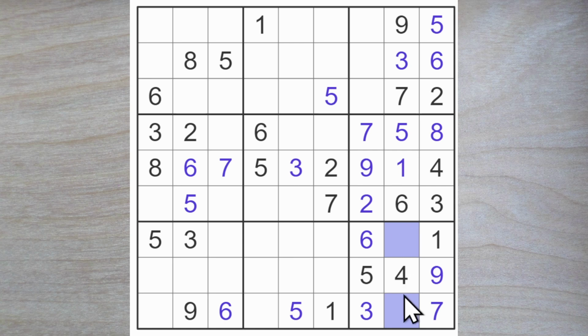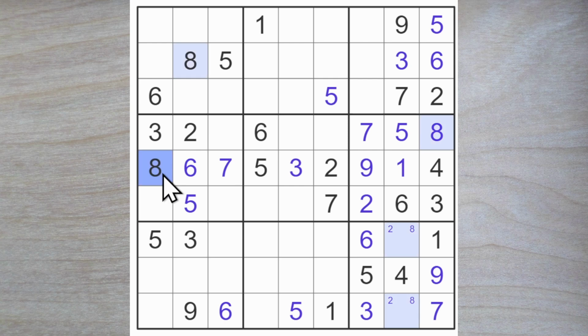We already know that these 2 are bi-value cells because there are only 2 cells and they need to be a 2 and an 8. So I can enter a 2 and an 8 here. Let's continue in this row here. Apart from the 2 and an 8, I also need to find a 4.